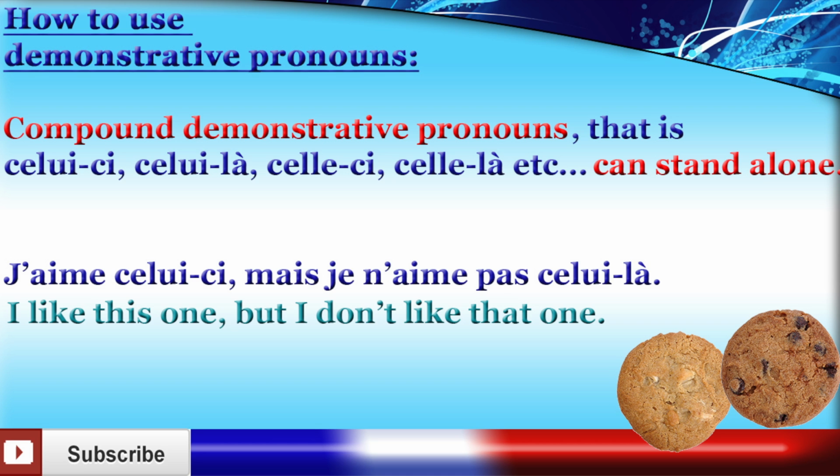So how do you use demonstrative pronouns? Compound demonstrative pronouns, that is celui-ci, celui-là, celle-ci, celle-là, etc., can stand alone. In other words, they don't have to have other words following them. For example, j'aime celui-ci, mais je n'aime pas celui-là. I like this one, but I don't like that one.